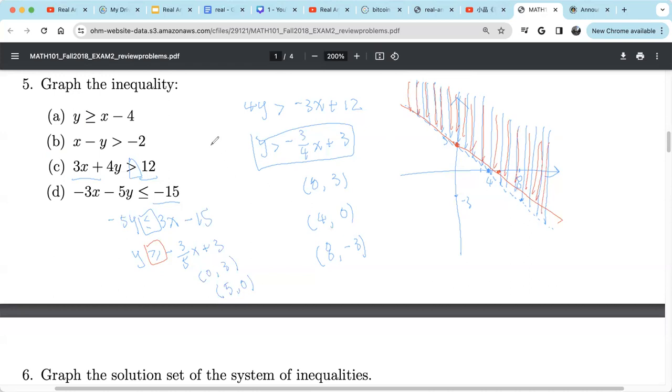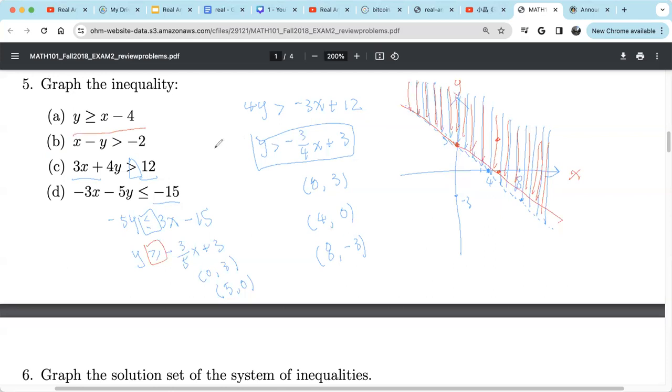Okay, so we see this inequality is different from the previous. In the previous, we only have one variable, x. So for the solution, we just mark one dimensional. It's on the real number x-axis. But here we have two variables. So each inequality, we have x, we have y. So that means we're in a two-dimensional world. This is the x-axis, this is the y-axis. The solution is a point, has an x value and has a y value.